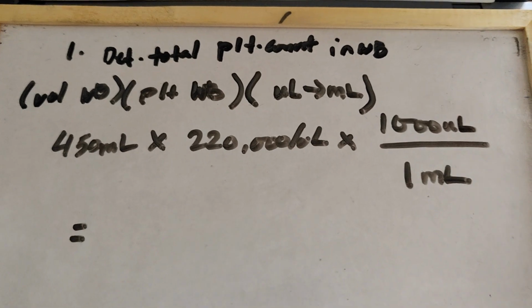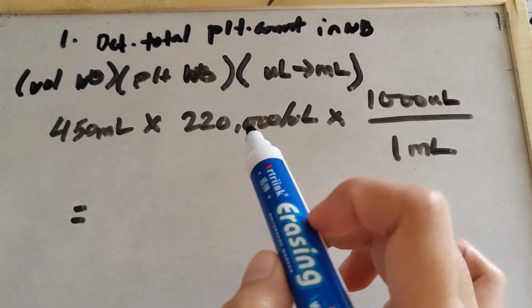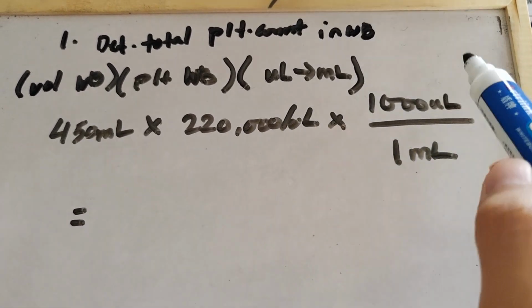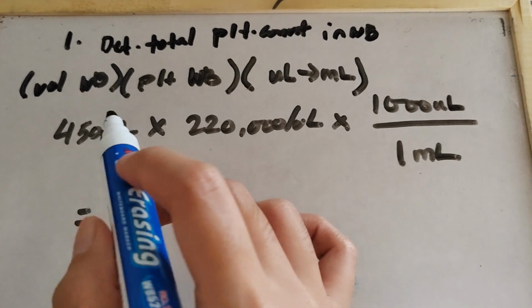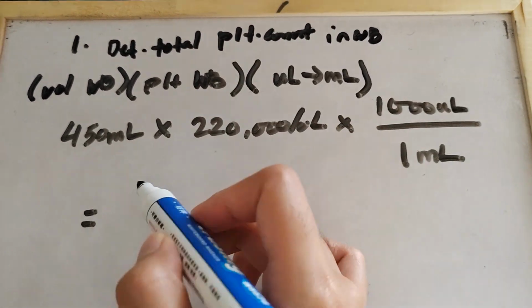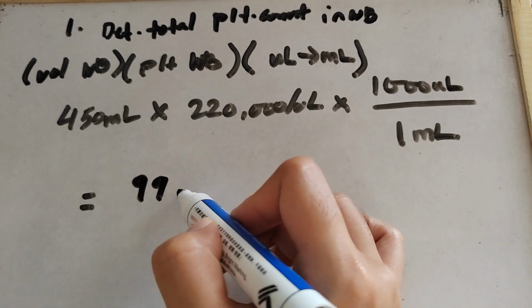Okay, so we're just gonna do this. 450 ml times 220,000 times 1,000. So divided by 1, I almost cancel out the 1. So 450 times 220,000 times 1,000. That will give you 99.